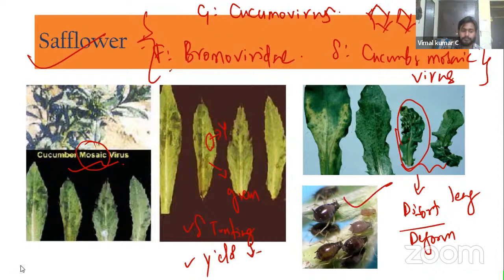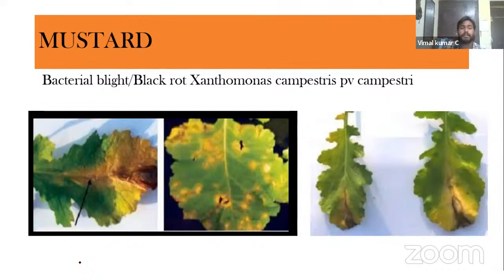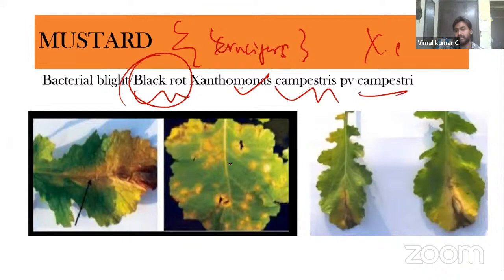Okay, so coming to the next crop, that is mustard. So mustard, as you know, or you can call it a crucifer, the major bacterial disease is black rot, right? It is caused by Xanthomonas campestris or XCC, right? So mainly, as you know, it has a particular characteristic symptom. See, the V-notch symptom we can easily see because it will enter through the hydathodes. So when it enters through the hydathodes like this, right?